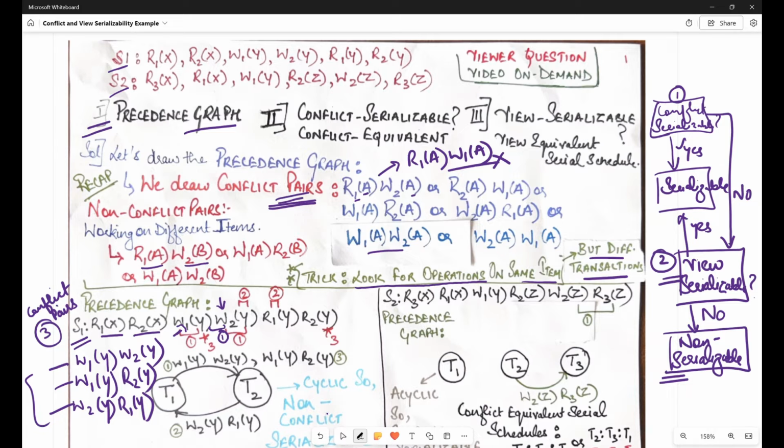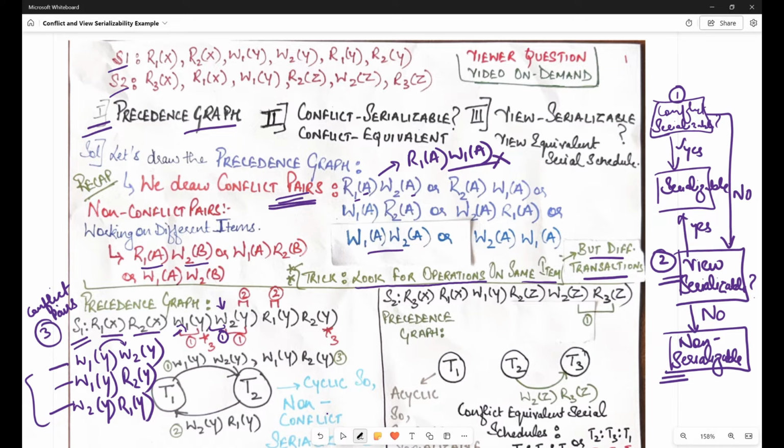So we'll first of all look for how many transactions we have. We have two transactions, so we'll draw the two transactions as nodes of the graph, and then we have edges as the conflict pairs, right? So let's plot W1Y, W2Y. So from 1 to 2. What is the order? From the first transaction to the second transaction. So that's how we'll draw the edge from 1 to 2 and we label it as W1Y, W2Y. Now, similarly, there is another edge from 1 to 2. If you can see, W1Y, R2Y is also an edge from 1 to 2. So we label it here only.